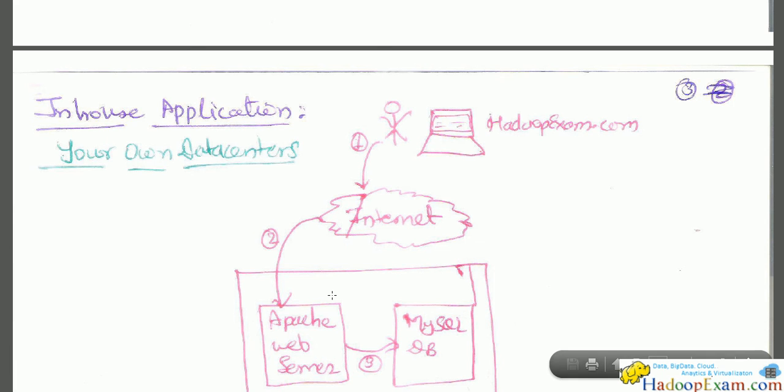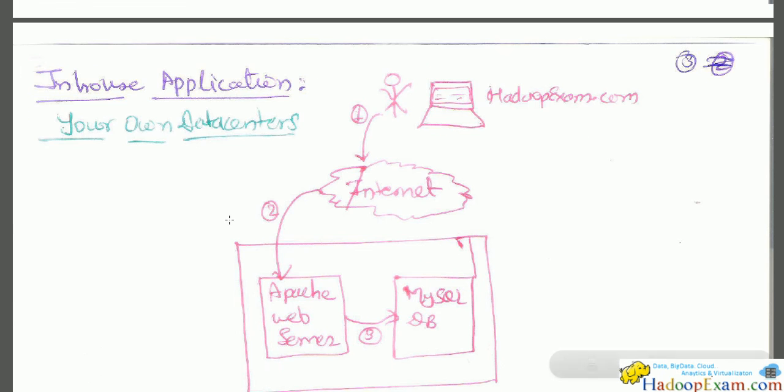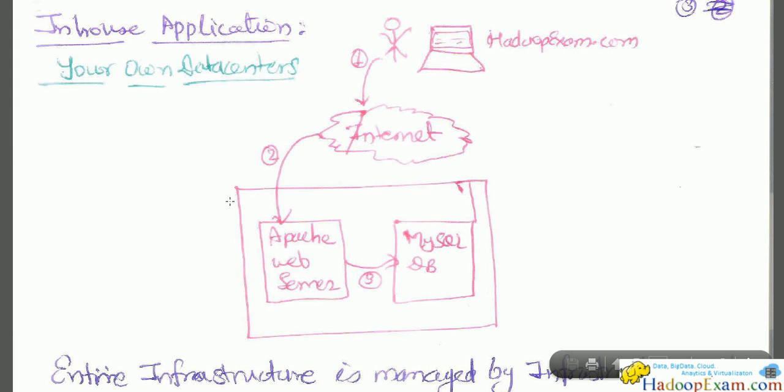So let's assume you have an in-house application, and again we will say hadoopexam.com is the website. I have deployed one web server in my own data center, in my office. Let's assume in our office we have a server rack, and inside it we have created an Apache web server instance, and on the web server we have deployed our website, hadoopexam.com.